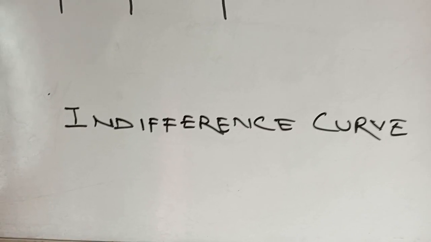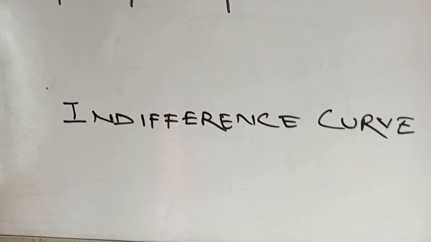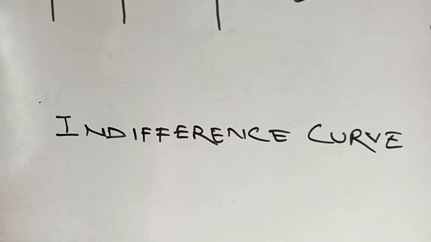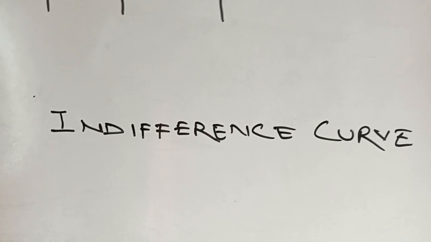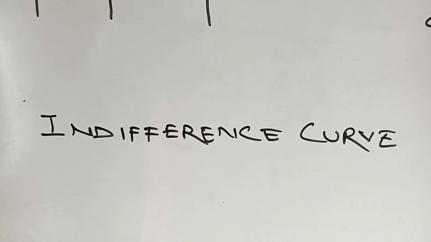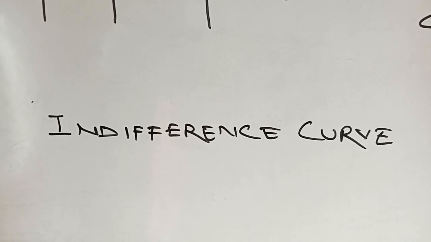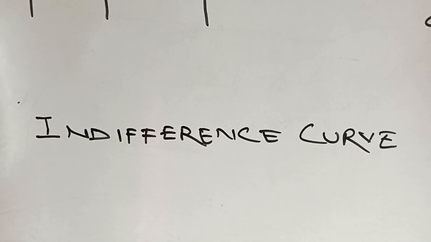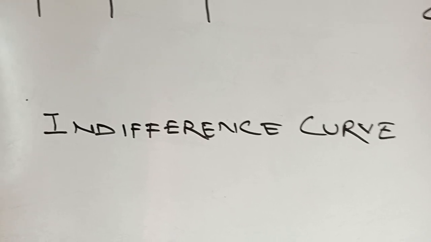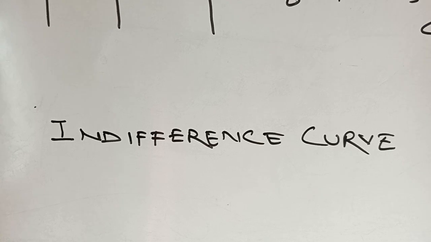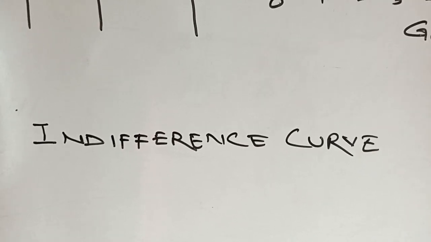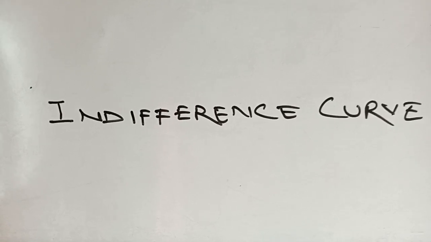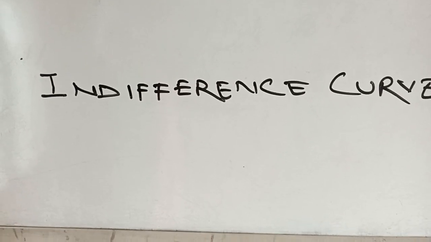Now, first thing, what is an indifference curve? An indifference curve is the locus, the path traced out by a moving point. So an indifference curve is the locus of different combinations of two goods which can be purchased and consumed by the consumer with his given money income, and in which all the combinations give equal utility to the consumer. That is an indifference curve.